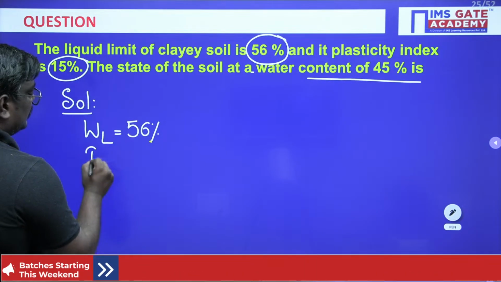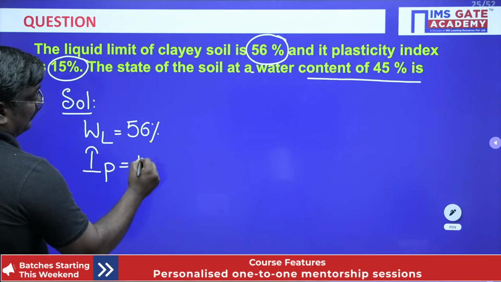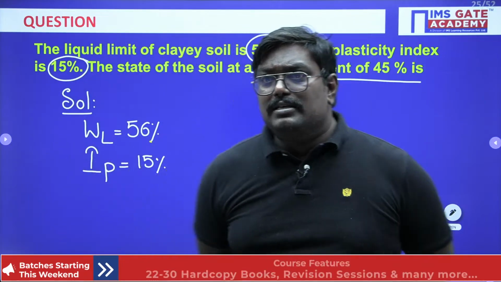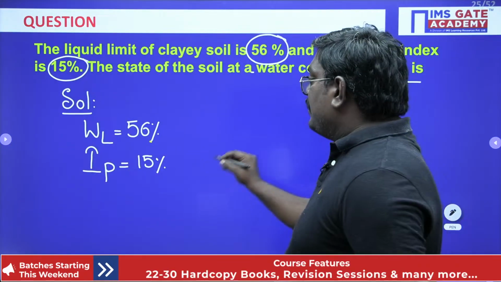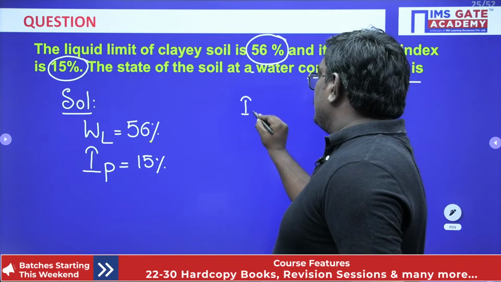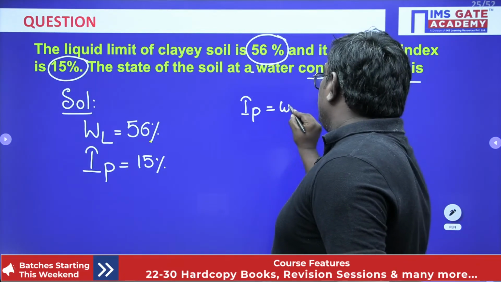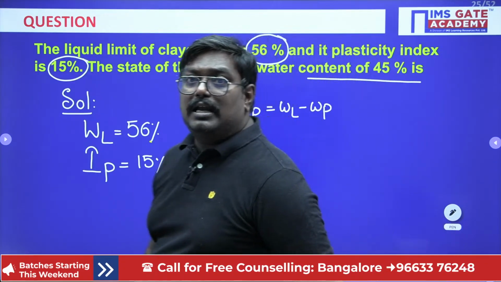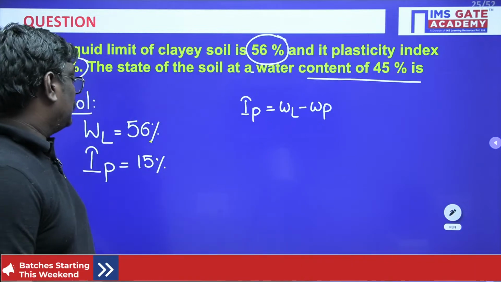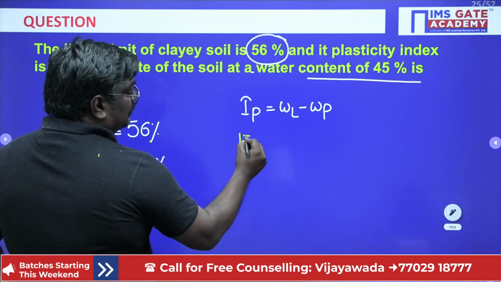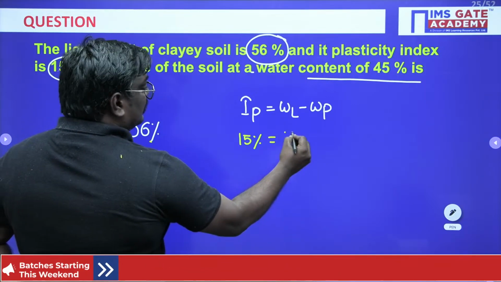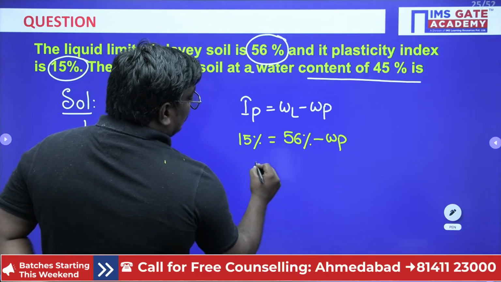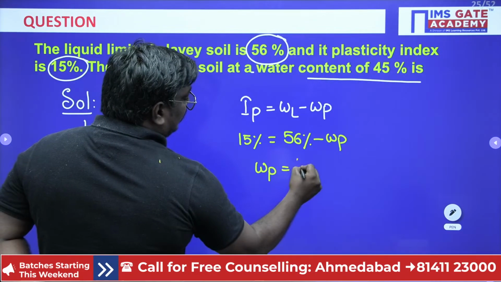And the plasticity index is how much? It is equal to 15 percent. Now, using plasticity index and liquid limit, can we find out plastic limit? IP, plasticity index, is equal to WL minus WP, that is liquid limit minus plastic limit. Here plasticity index is 15% and liquid limit is 56%. So minus WP. If we calculate here, plastic limit is nothing but 41%.